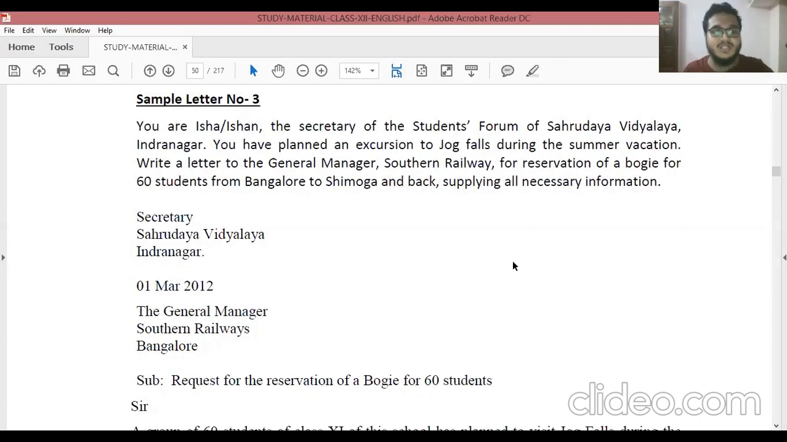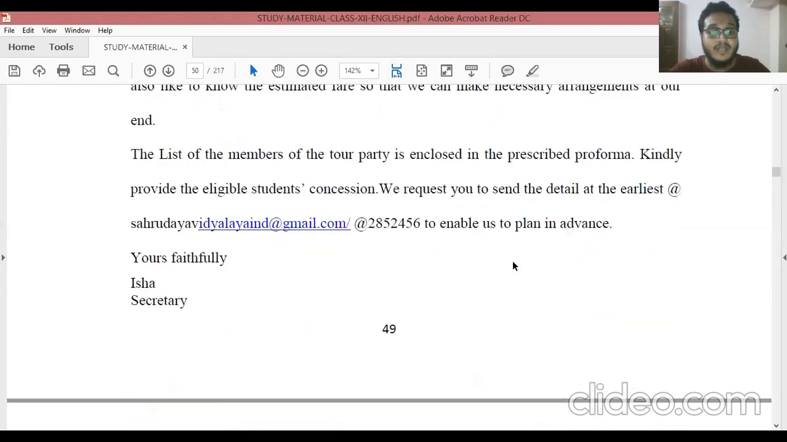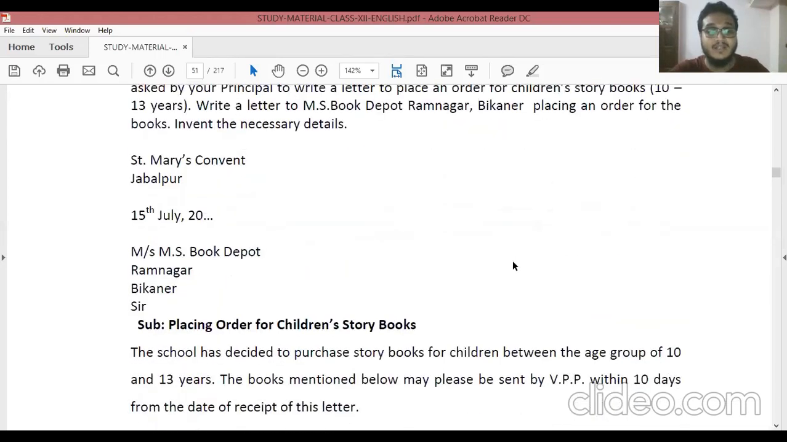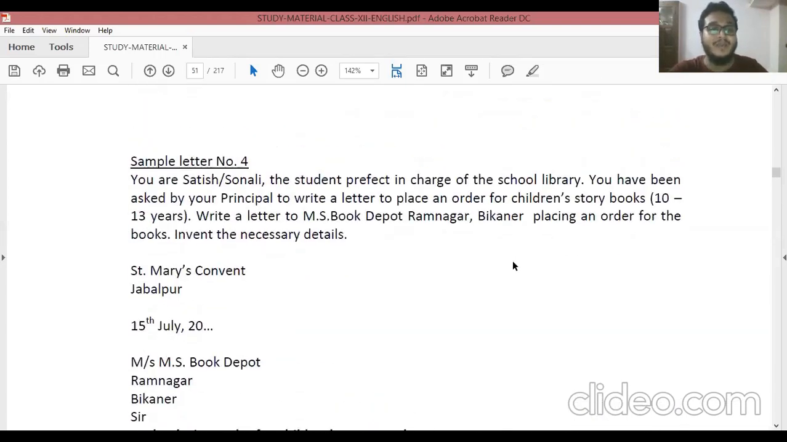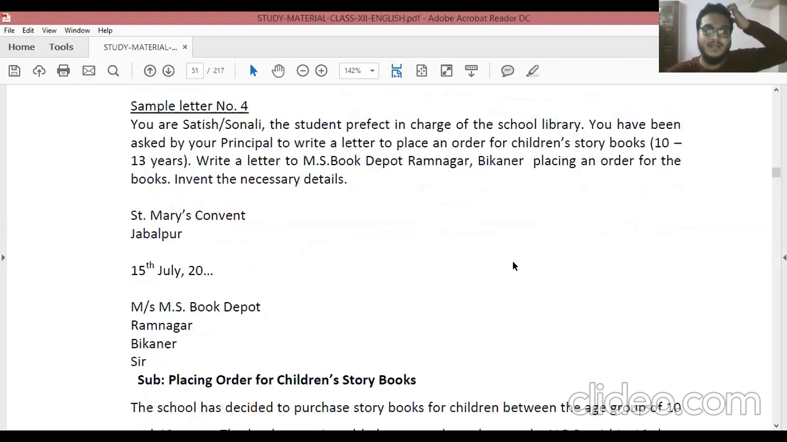You are Isha or Ishan, Secretary of Students from the Forum. We'll go for the next example. We'll go for discussing job application. Yeah, placing order. We'll go for placing order. You are Satish or Shonali, the student prefect in charge of the school library. You have been asked by your principal to write a letter. This kind of question most often comes in the examination.